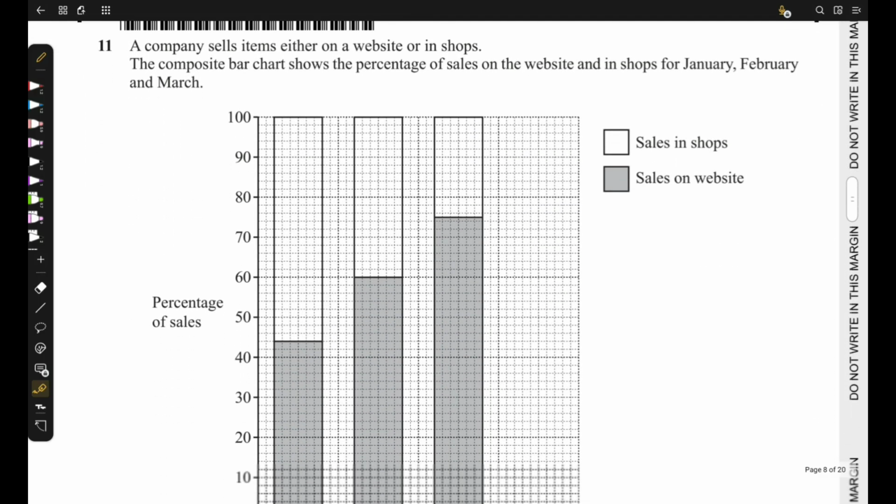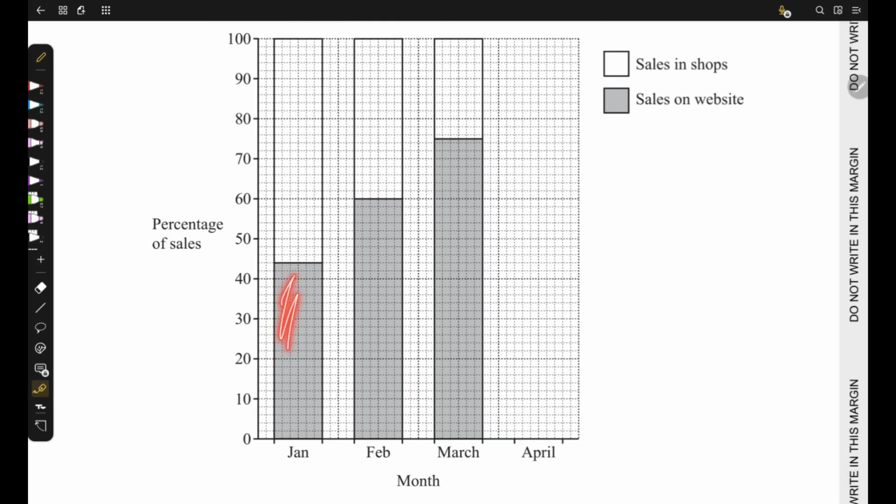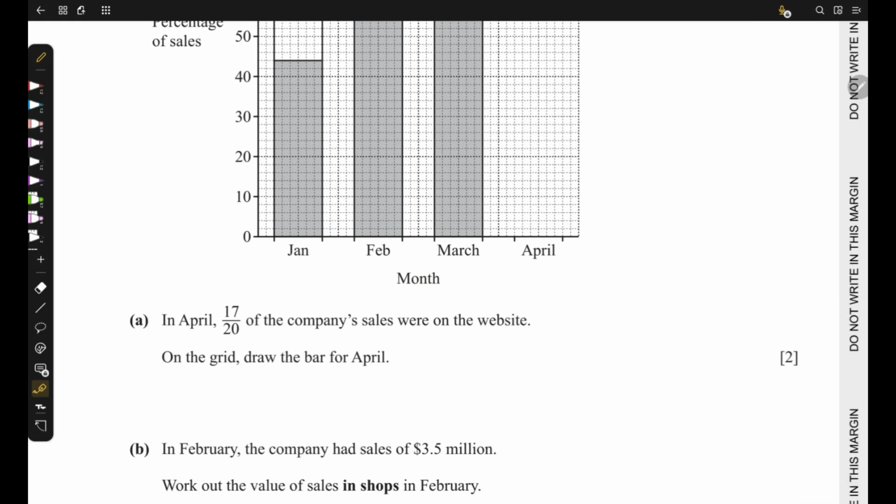In question number 11, we have a company that sells items either on a website or in shops. The composite bar shows the percentage of sales on the website and in shops for January, February and March. So this one is representing sales on website, and this portion is representing sales in shops for each month, January, February and March. Now in April, in the first part, 17 out of 20 of the company's sales were on the website. On the grid, draw the bar for April.